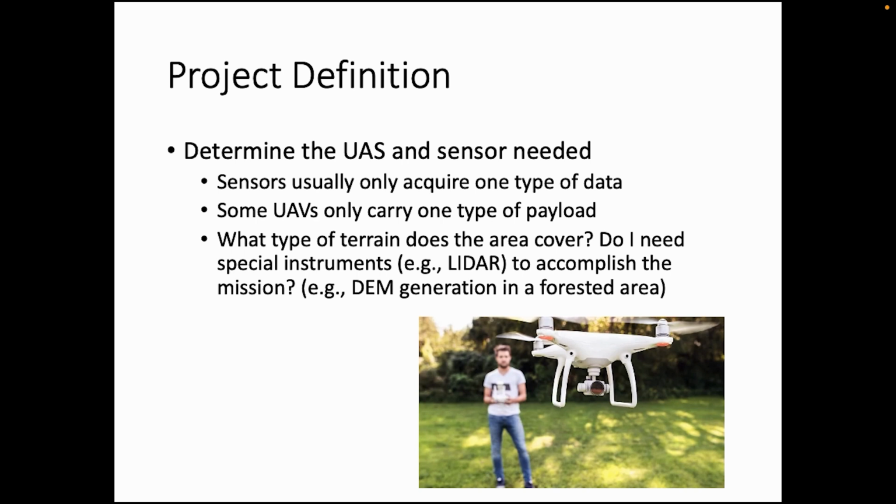Some UAVs are only going to carry one type of payload, some will carry multiple payloads, and some payloads are appropriate for certain types of missions, and some are not. So if you really want to get topography in a forested area, you're not going to be able to use photogrammetry. LiDAR is going to have to be the instrument that you use.